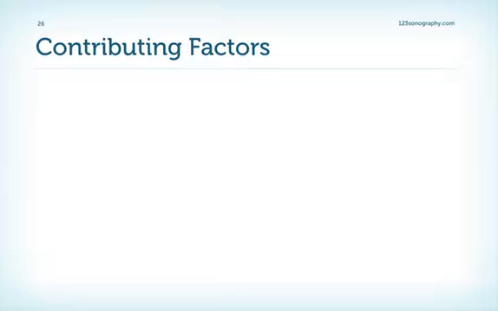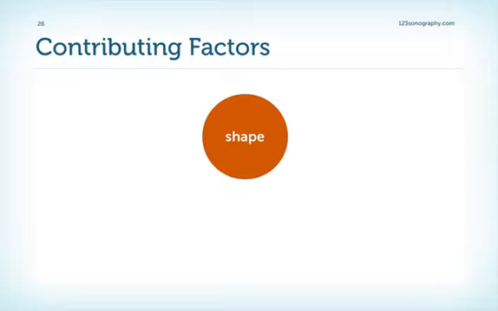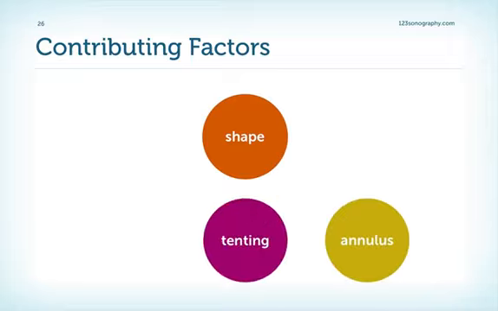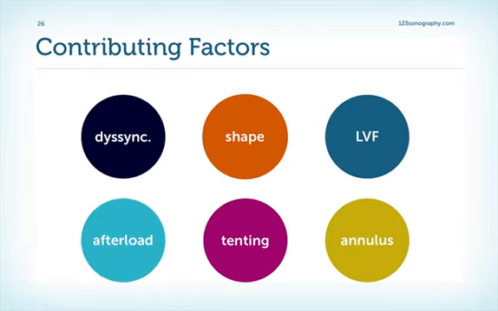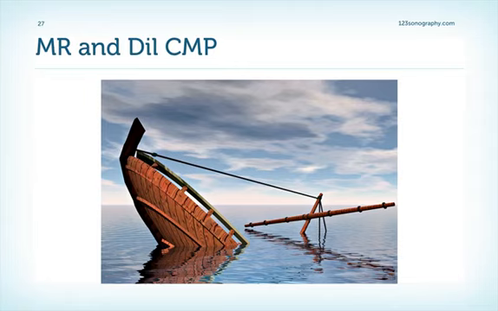Here's a review of the contributing factors which explain the variability in the degree of mitral regurgitation. The shape of the mitral valve seems to play a role, the size of the annulus, the tenting area, in other words, the displacement of the mitral valve, left ventricular function, the degree of left ventricular afterload, and also the synchrony. But remember, MR is a very important contributing factor which can bring the ship of dilated cardiomyopathy to sink.